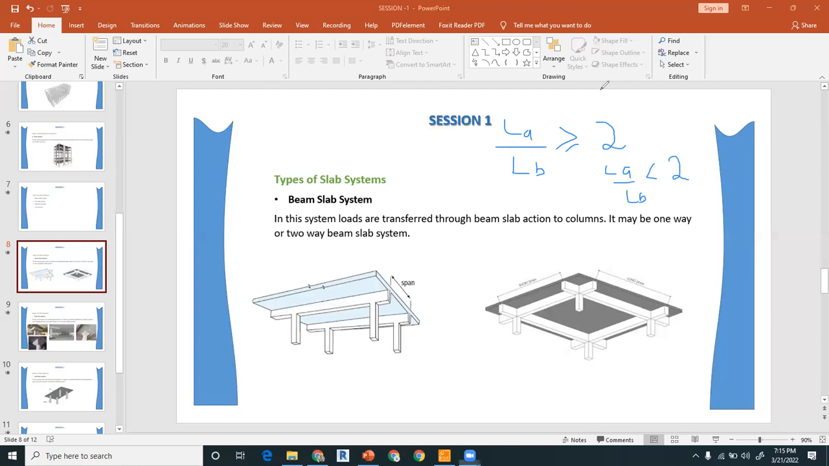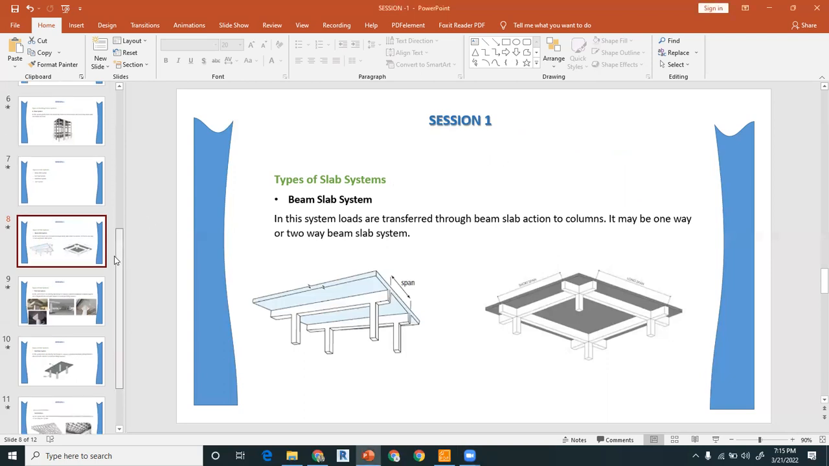And these are the different chapters available in the ACI code, I think chapter number 6 and 7, which cover the one-way slab and two-way slab. And you can find different requirements: minimum thickness, minimum reinforcement, maximum spacing of the bars, and all of these requirements in the ACI code.